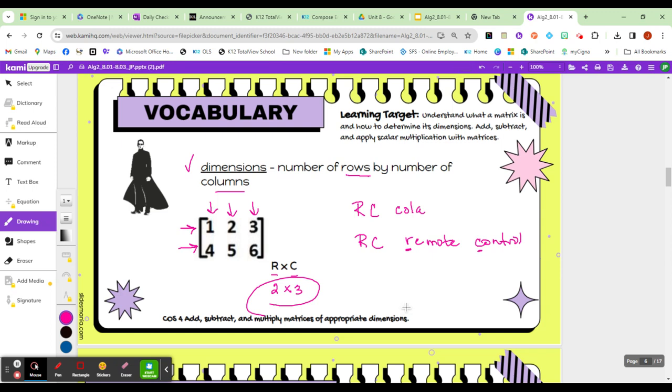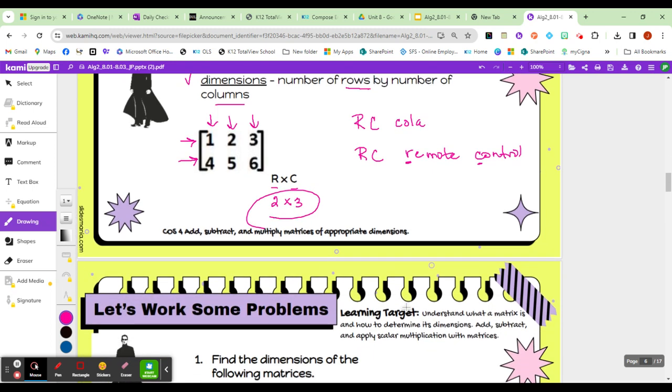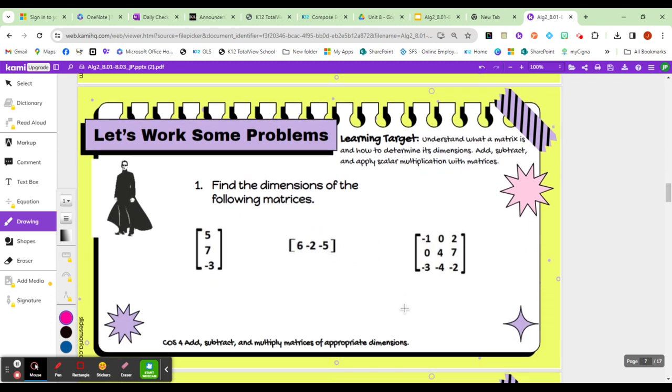We're going to start talking about adding, subtracting, multiplying matrices, lots of other things. So you're going to need to know how to determine the dimensions. On this set of problems, it says find the dimensions. Remember, we're doing rows by columns. In this example, there are 1, 2, 3 rows, so the 3 comes first. Then you put an X, which means by, and there's 1 column. So the dimensions for that first example is 3 by 1.